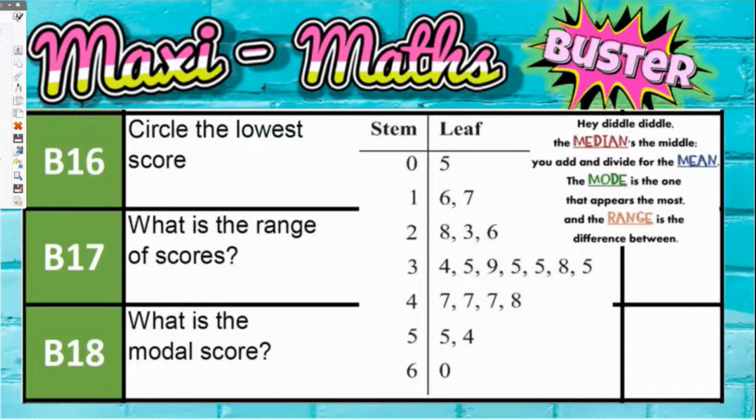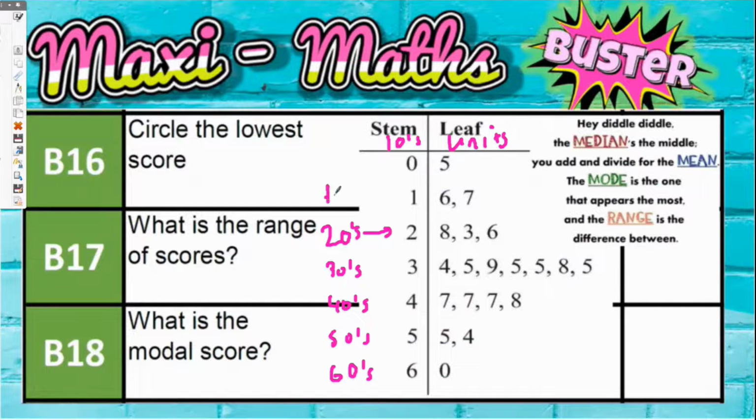Questions 16, 17, 18 are all about stem and leaf diagrams. Now remember, stem and leaf diagrams are like tens and units. So the stem is like the tens and the leaves are like the units. So this line here is everything that's in the 20s, because that means two tens, 30s, 40s, 50s, 60s.